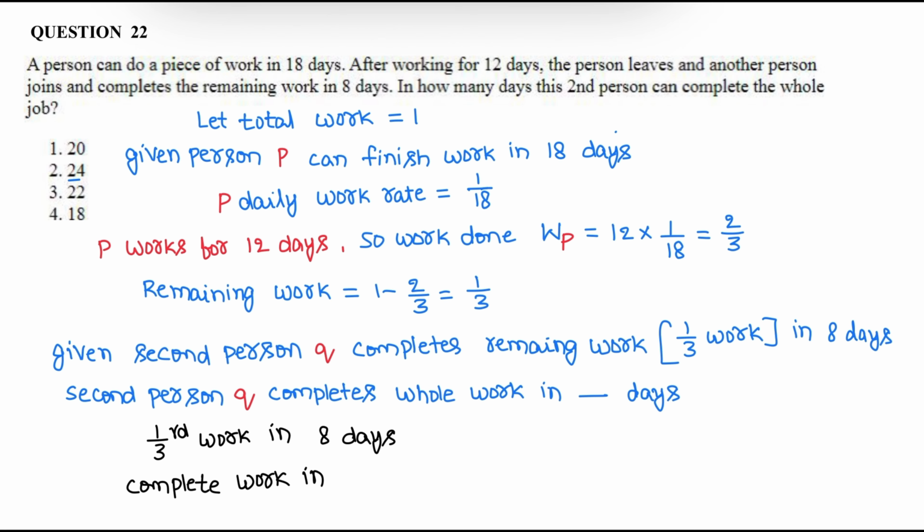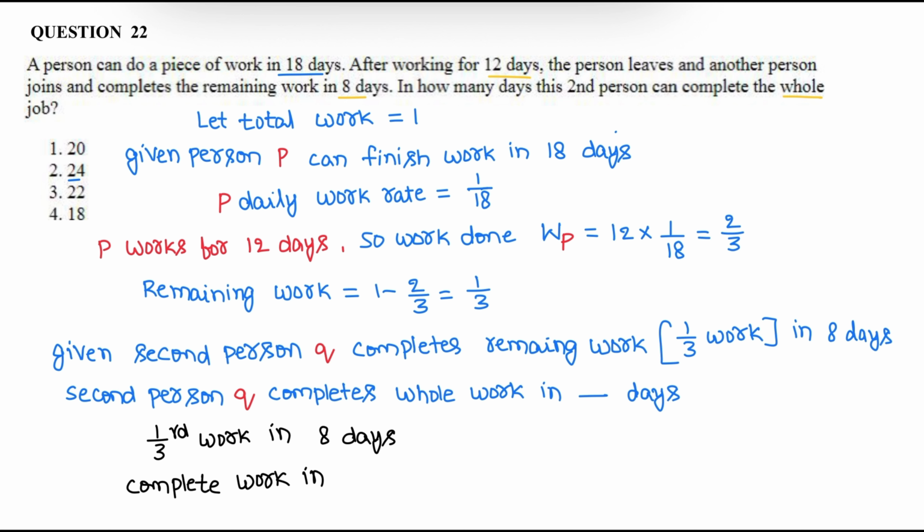Next question. A person can do a piece of work in 18 days. After working for 12 days, the person leaves and another person joins and completes the remaining work in 8 days. In how many days can this second person complete the whole job? To solve this question, let us assume the total work is 100%. In the question they have given P can finish the work in 18 days. So P's work rate is 1 by 18.